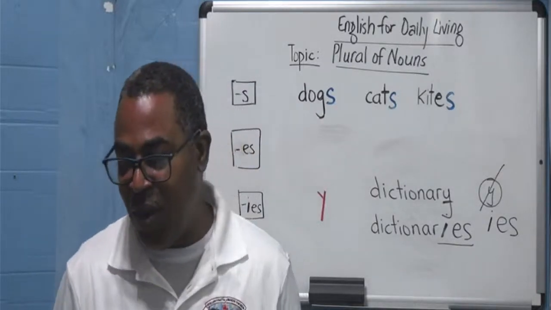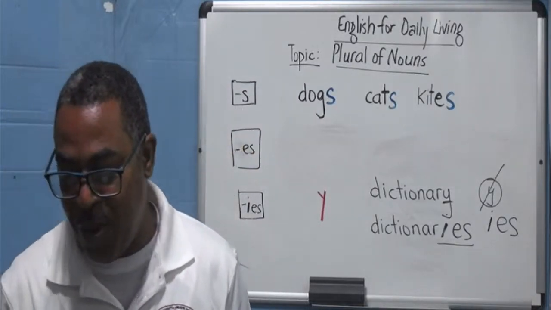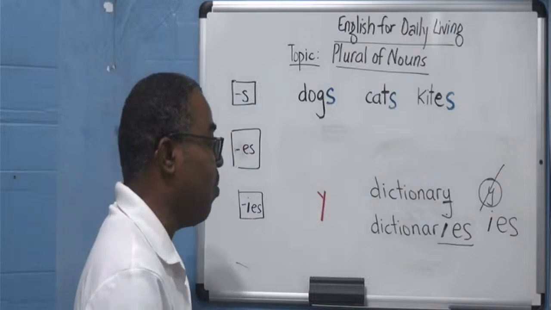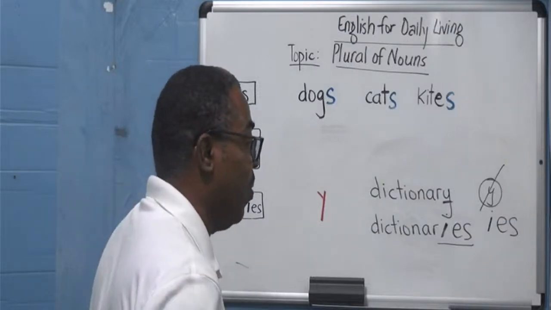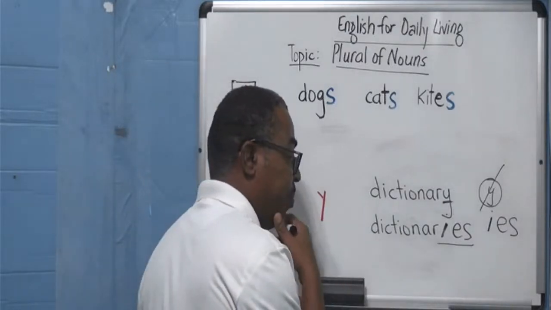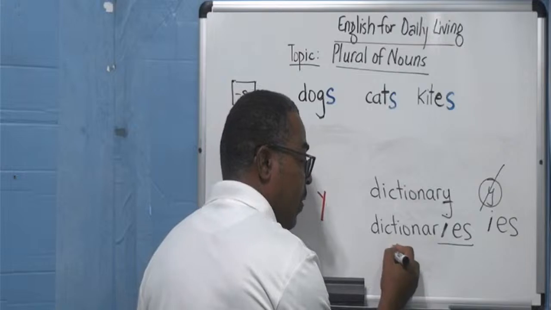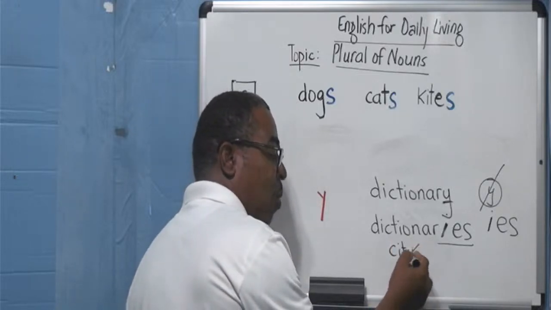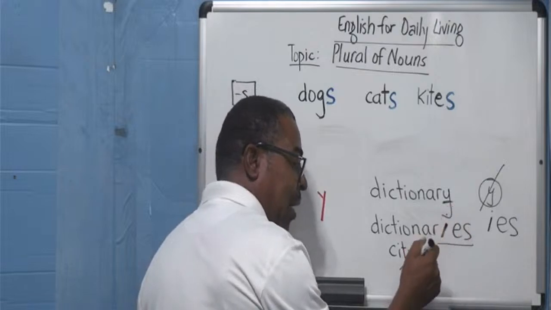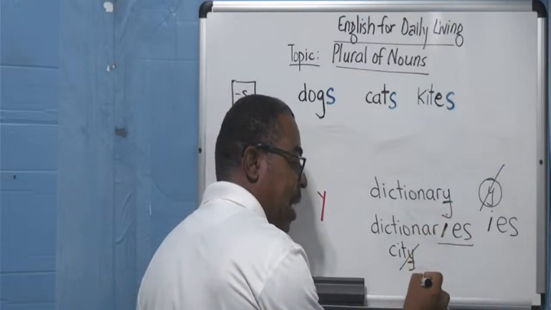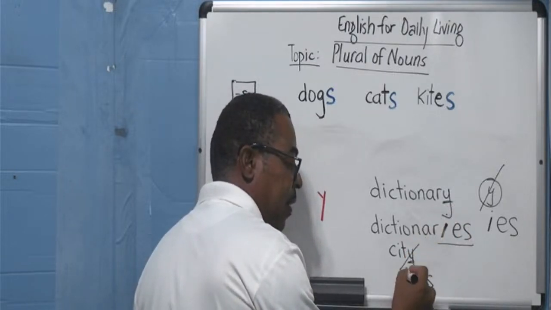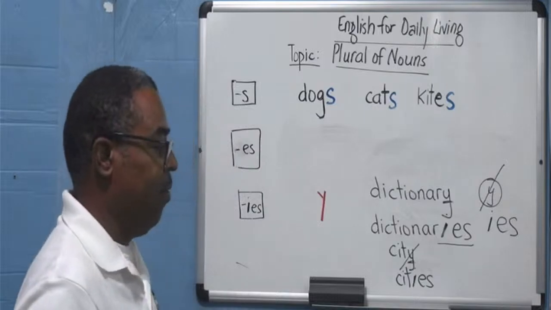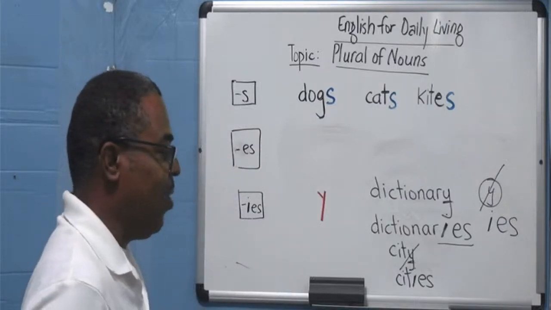Alright, can we think of another example? Let's look at these. Can we think of another example? City. Change the Y to I and then add ES. Cities. Very easy to do. Make no mistake about that.